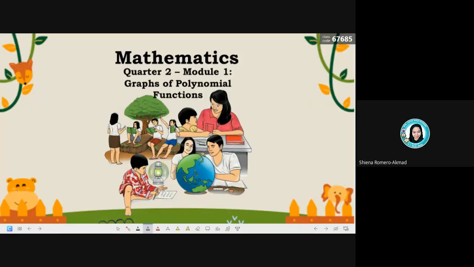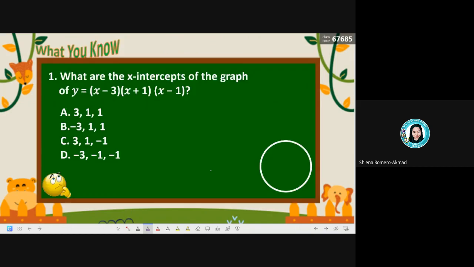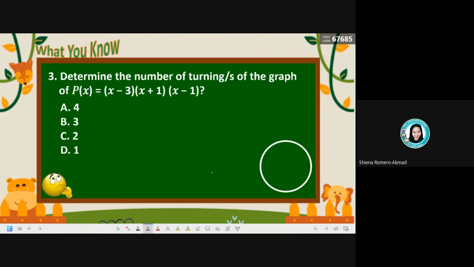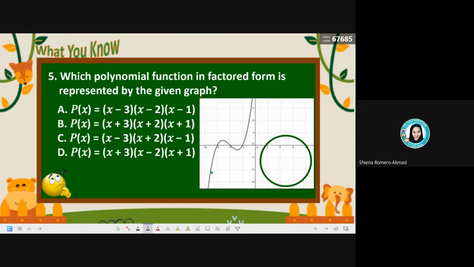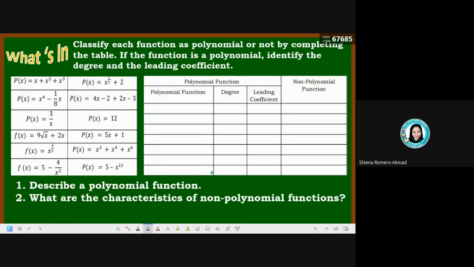So for module number 1, quarter number 2, we have graphs of polynomial function. So in graphs of polynomial functions, syempre you have to first understand what polynomial function is. So para maintindihan ninyo yung polynomial function, let us now proceed first. Okay, so let's leave those questions behind.